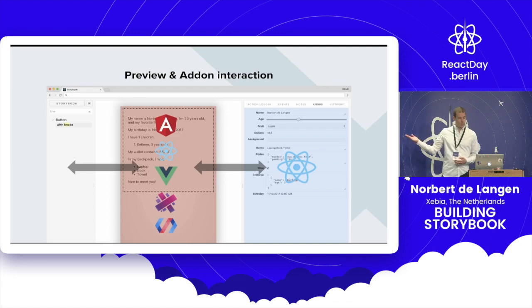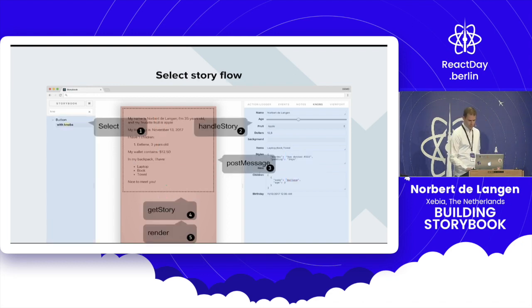I'm showing here an add-on called knobs, which allows you to change the properties of your rendered component at runtime. And interestingly, this preview is not tied to React only. So we can also support other frameworks as well. Because this problem of component-driven development and being able to view all components, that's not really React specific, is it?